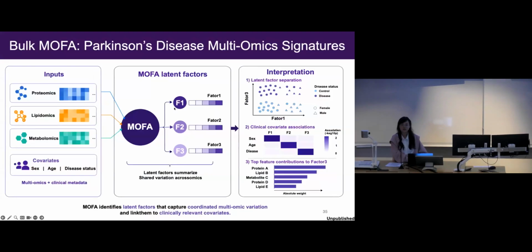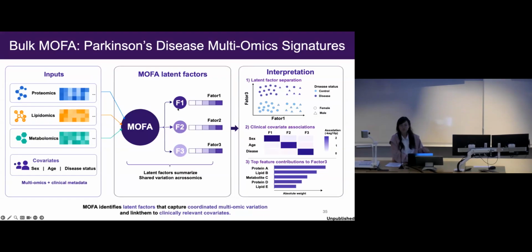Here's the first example, where I analyzed all the data from Mauro and Lucy. Mauro has these very big multi-omics data sets for Parkinson's disease. In this case, our input data has 3 layers: proteomics, lipidomics, and metabolomics, as well as some covariates, sex and age. Later we recruited some participants who have a Parkinson's disease diagnosis, so they have the disease status.